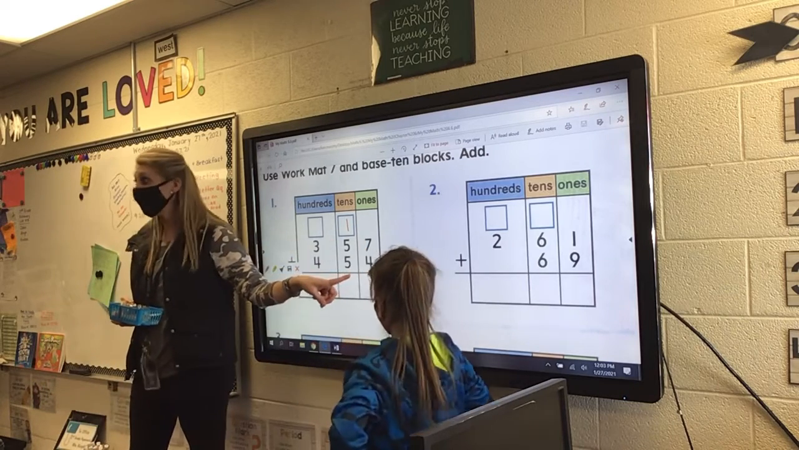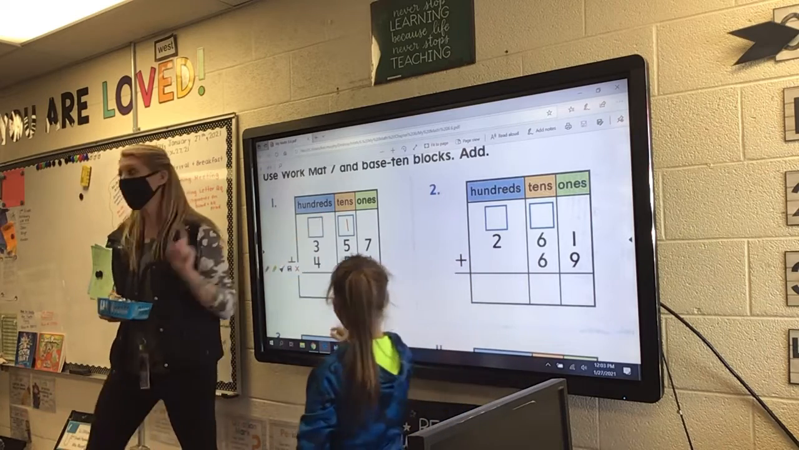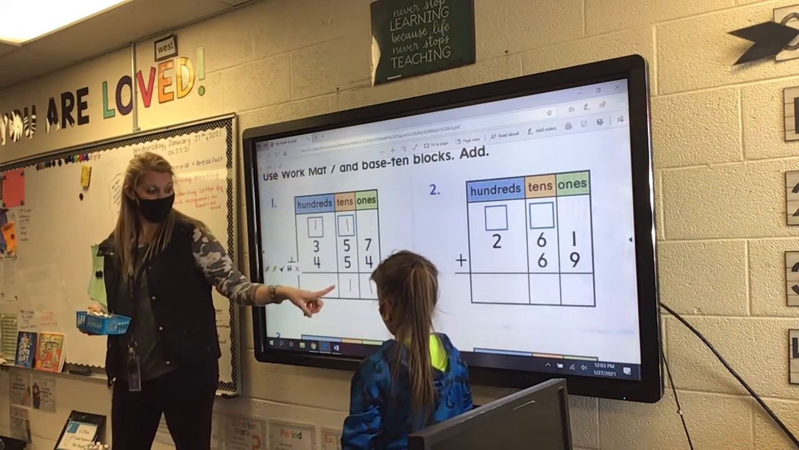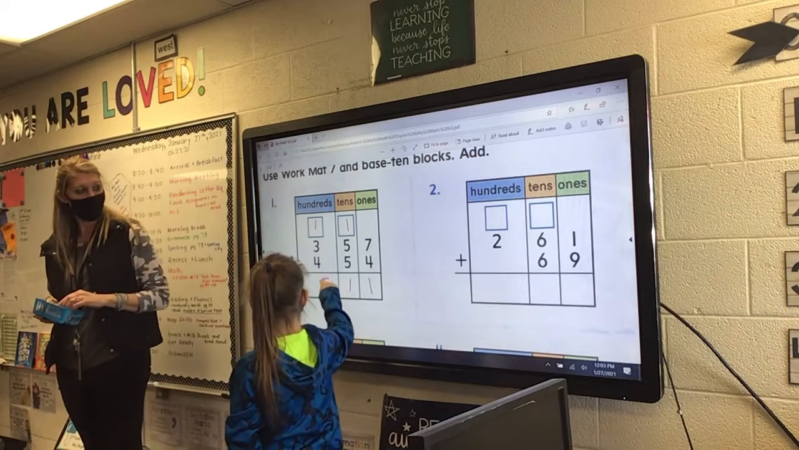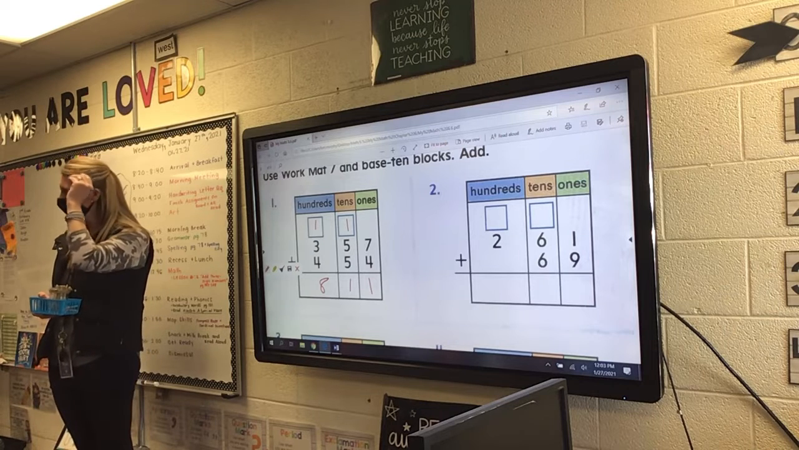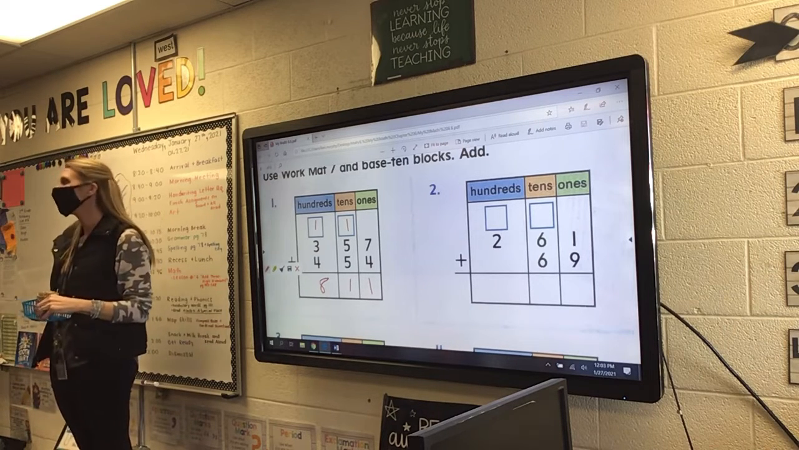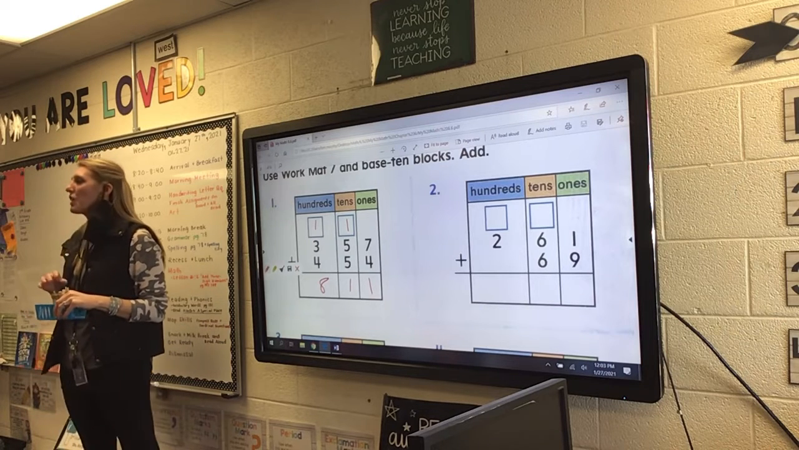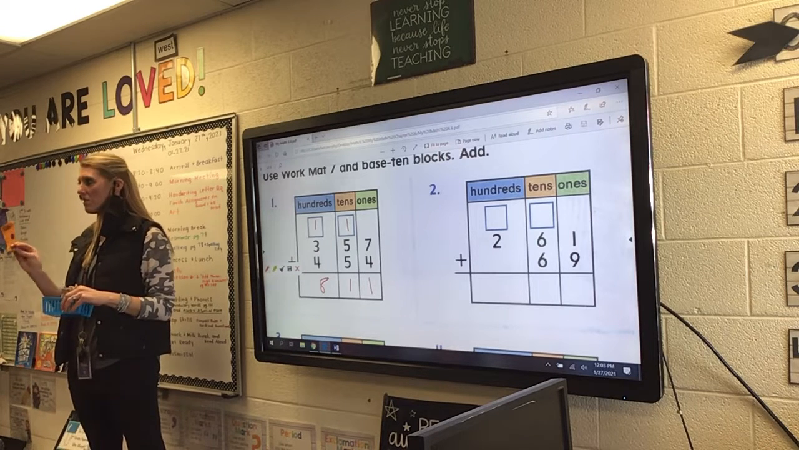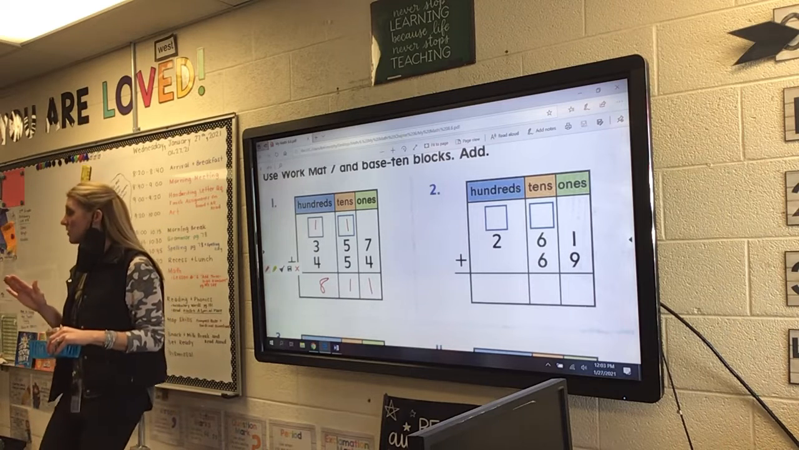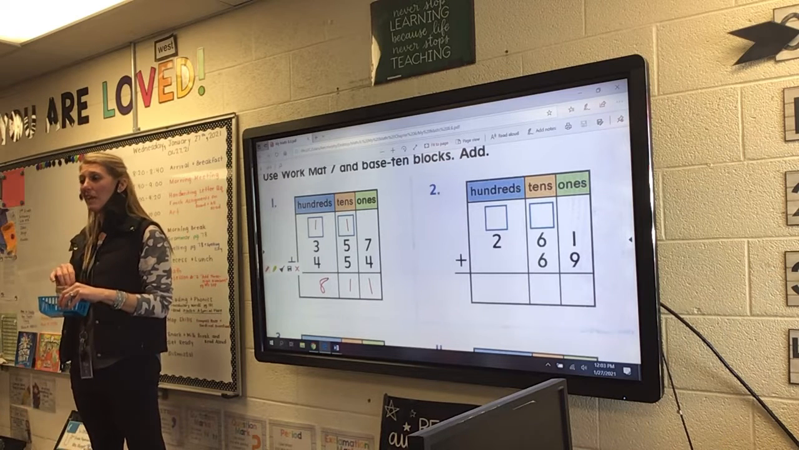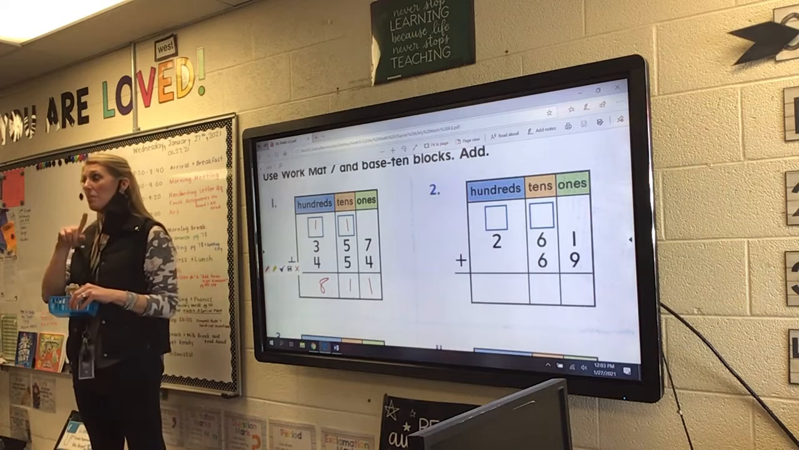All right, so 7 plus 4 is 11. She is right. So she put the 1 down. She carried the 1. Woo! Okay? So you can do them, but let's double check that you're doing them correctly.